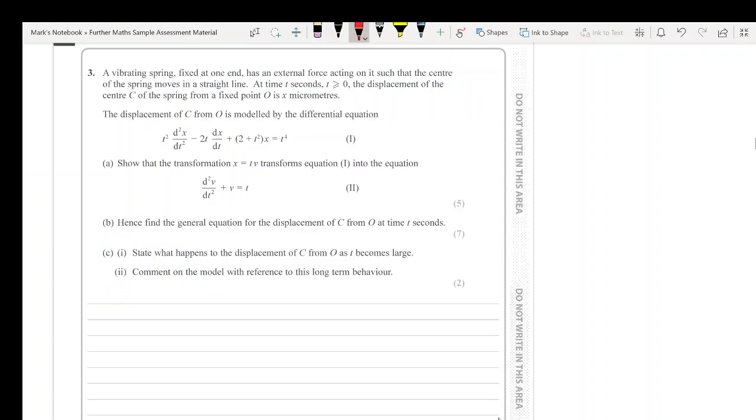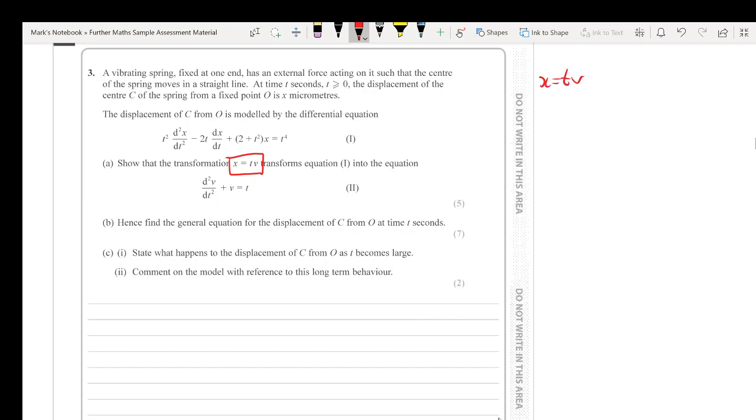Okay, question 3. A vibrating spring has an external force moving in a straight line. The displacement is modelled by this, and we've got to use a transformation to get to this. So the first thing is we've got x equals tv, and we look at our answer.